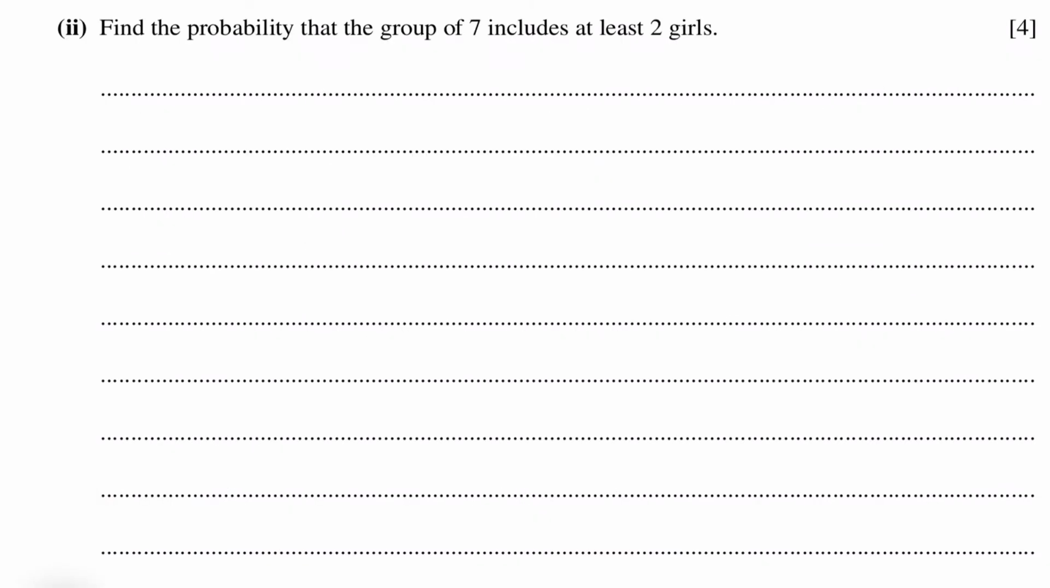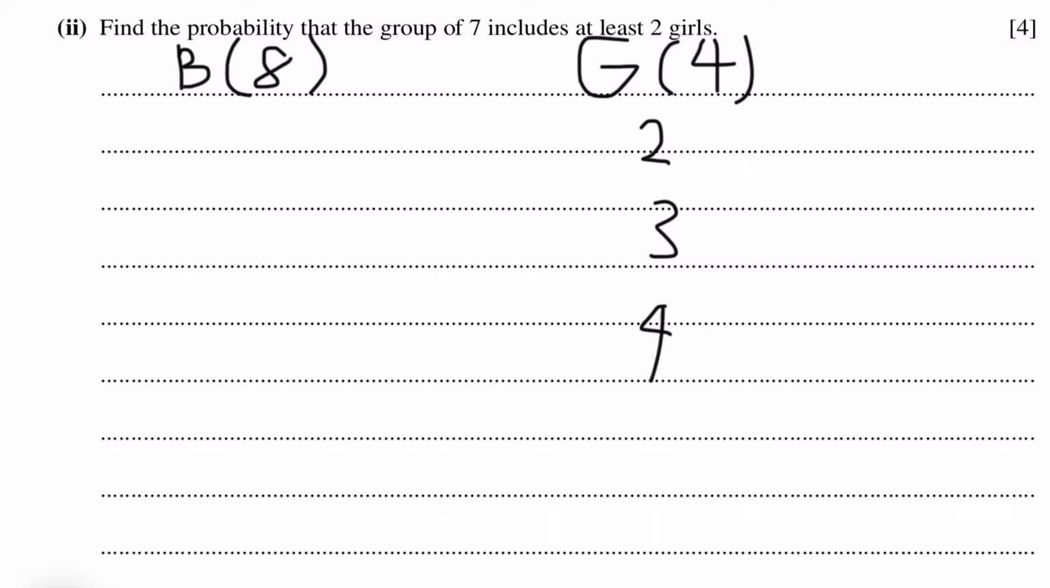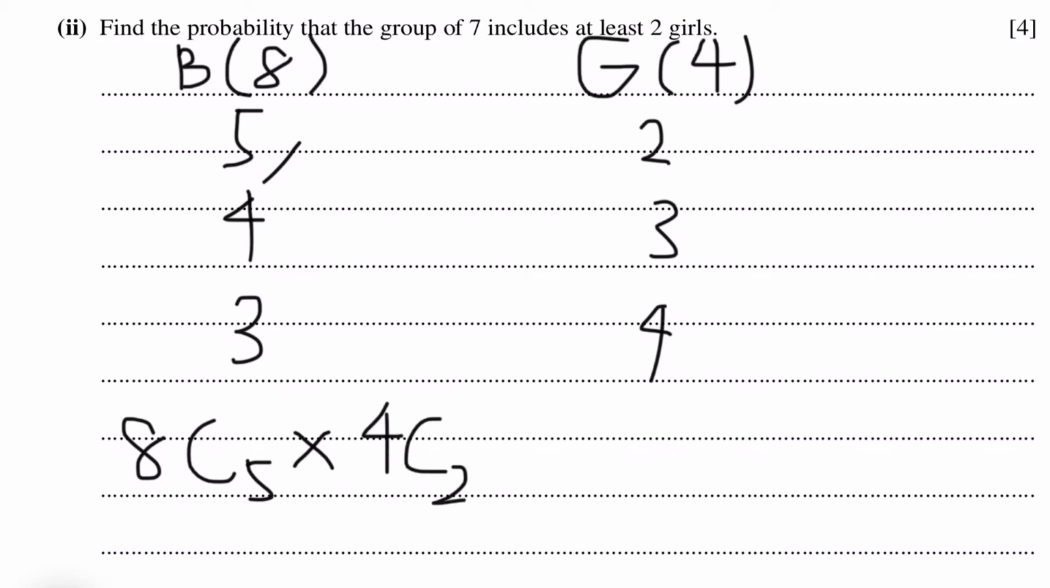Find the probability that the group of 7 includes at least 2 girls. Now there are two groups, so boys, which is 8 in total, and girls, which we have 4 in total. Now at least 2 means you have 2, 3, and 4. Out of the 7, 7 minus 2 is 5, 7 minus 3 is 4, and 7 minus 4 is 3. So your combination equation will be 8C5. Out of the 8, we're choosing 5 for the boys, multiplied by 4C2.